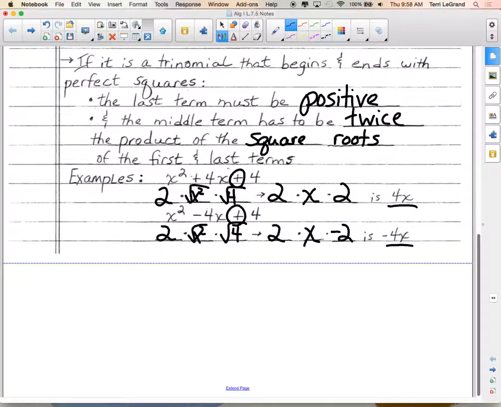So on this front side, all we were doing is talking about how you run it through the test to determine if a binomial is a special product called the difference of squares, and if a trinomial is a special product called the perfect square trinomial. Anybody have questions about those tests? Okay, then let's go to the back side.